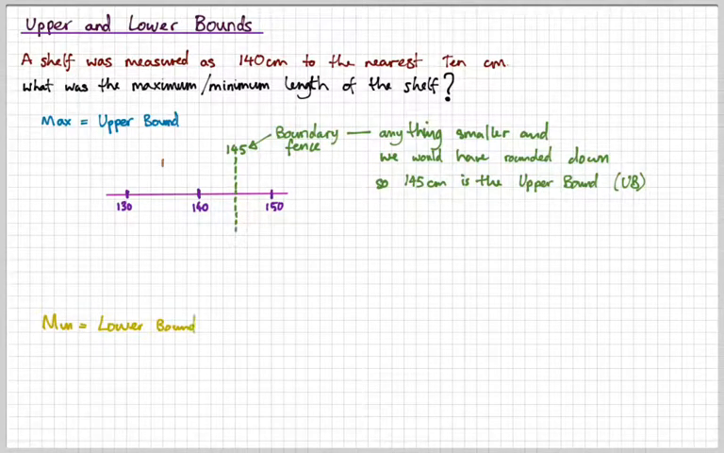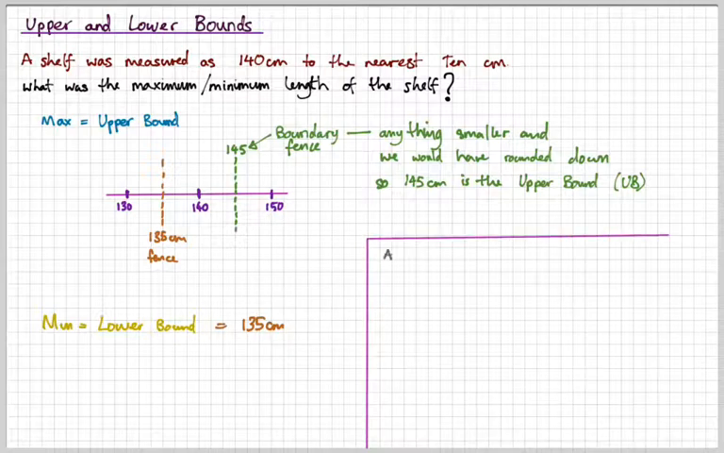It's the lower bound. So, the lower bound, if we're rounding to the nearest 10, then the smallest it could have been before we rounded it, well, if we look at 135, if it was 135 or more, we would have rounded it up to 140 centimetres. So 135, in this case, is the boundary, it's the fence. So 135 is that minimum value. This is pretty straightforward. So let's look at another question which you can have a go yourself.